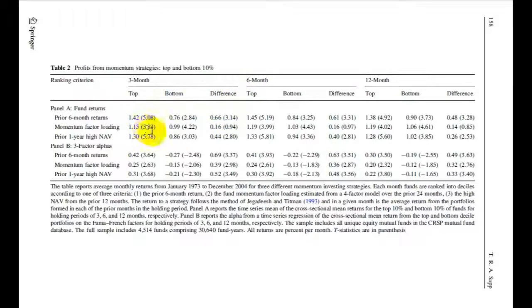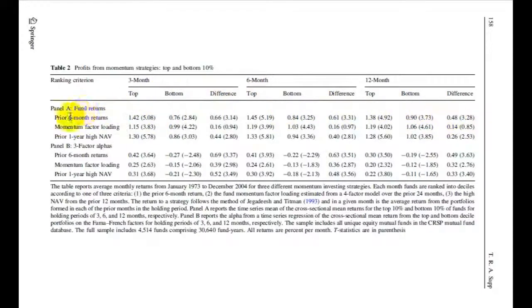We've also got some T statistics here, and it looks like all of them are significant except a few of them in the momentum factor loading sections, 0.85 and 0.97 and the 0.94. So it looks like at least for the momentum factor loading, we really can't say that these are significant from zero. But at first glance, we can see that the prior 6-month returns method, the Jegadeesh and Titman method, does end up with the highest difference between the top decile and the bottom decile.